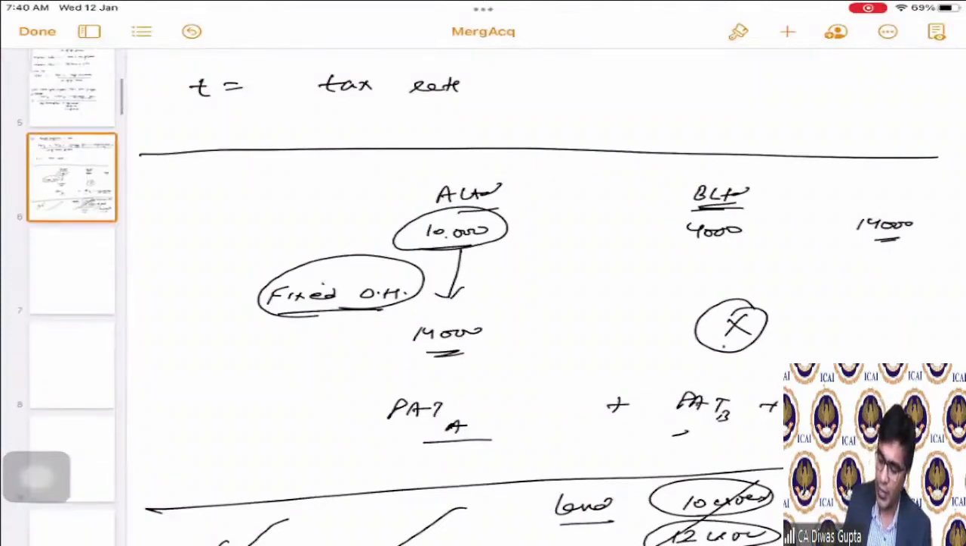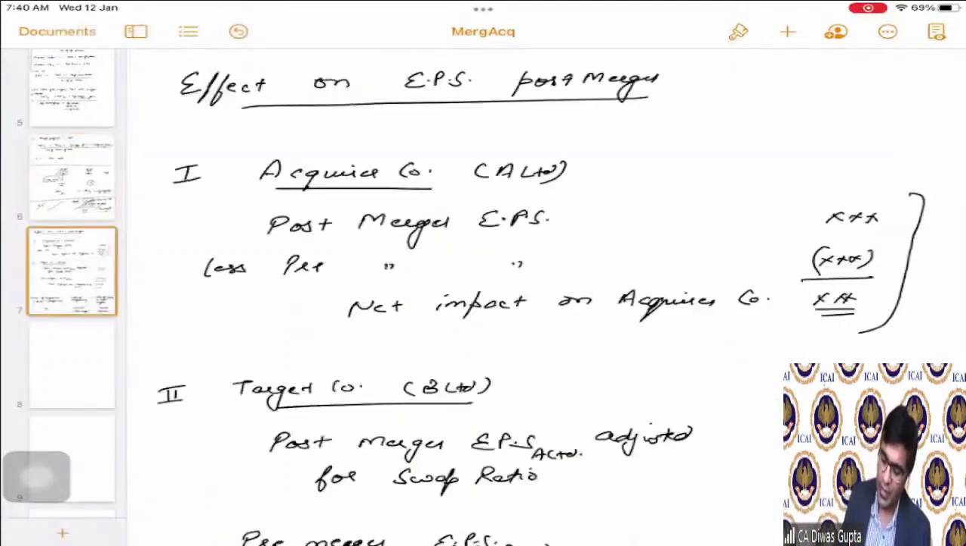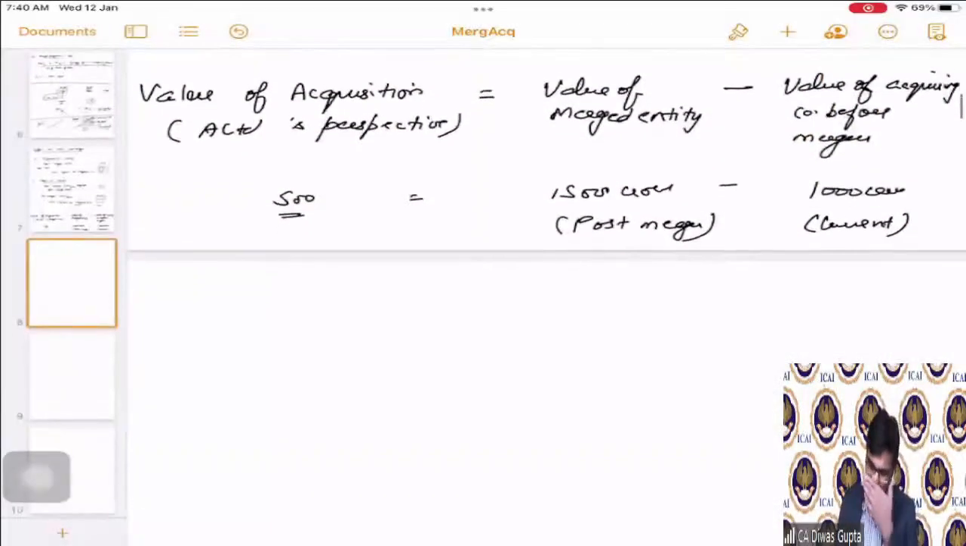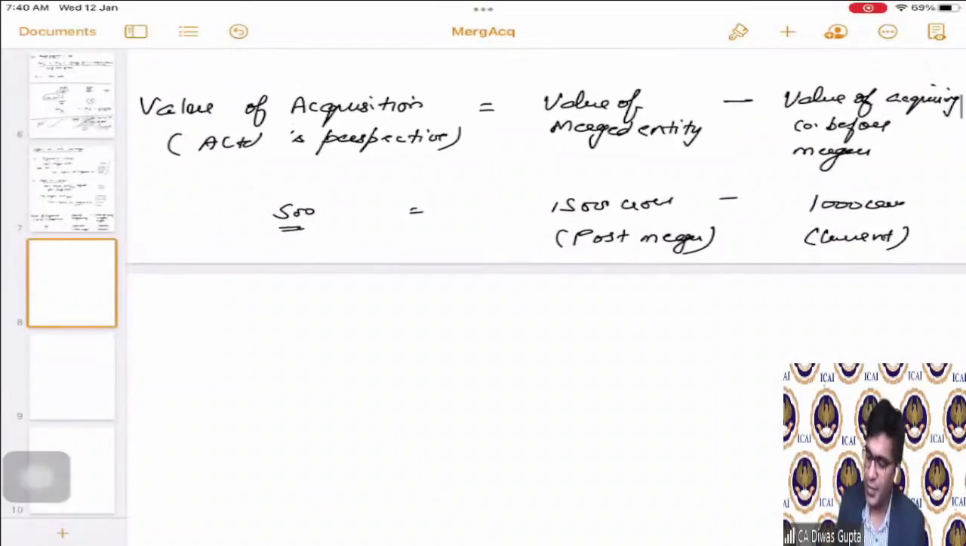Okay, Sairam, that is what I was trying to say. That is called synergy. Some part will remain as is, some part will not, which will not be transferred as a fixed cost to A Limited. That is called synergy gain, because that is an over and above gain that we are getting. So value of acquisition is clear. It's very easy from the perspective of the acquiring company.